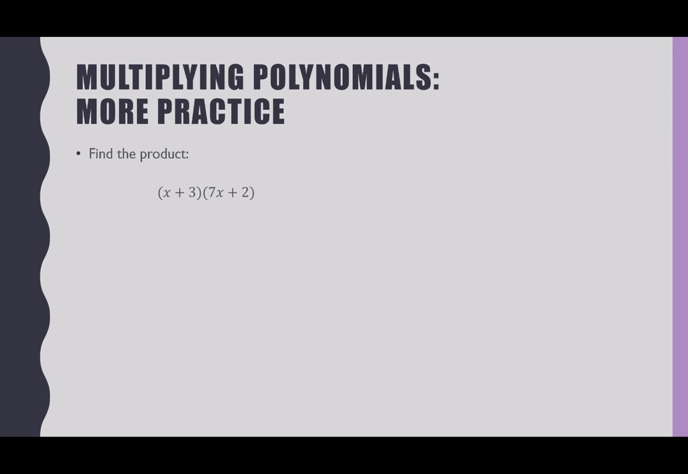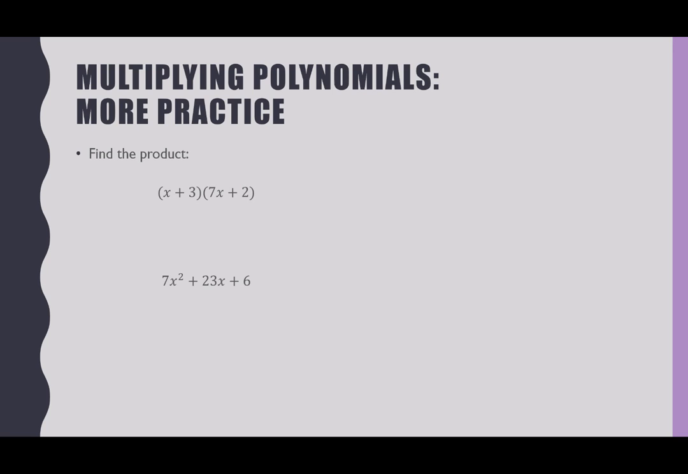Let's do a couple more examples. In this case, I think practicing is really important. So find the product of x plus 3 and 7x plus 2. The result is 7x squared plus 23x plus 6.